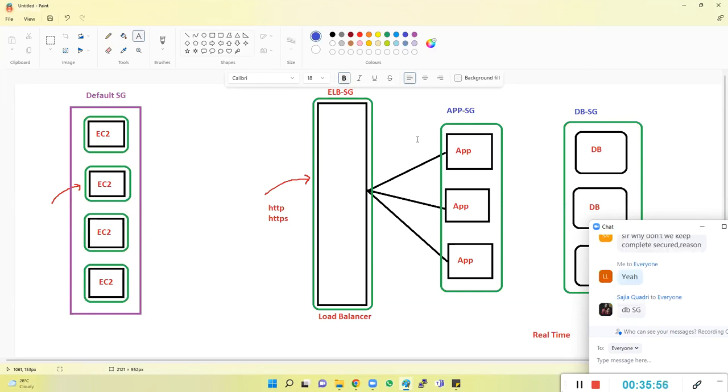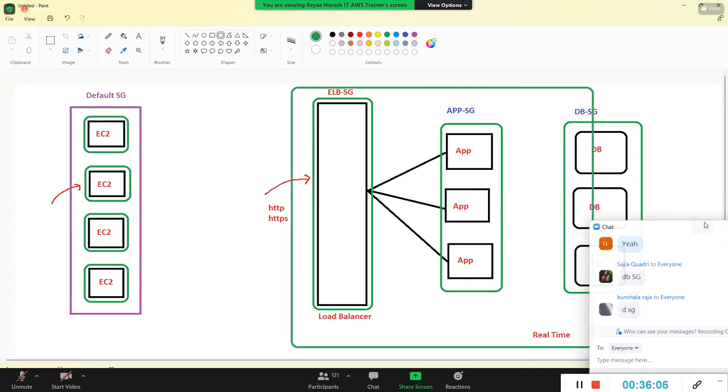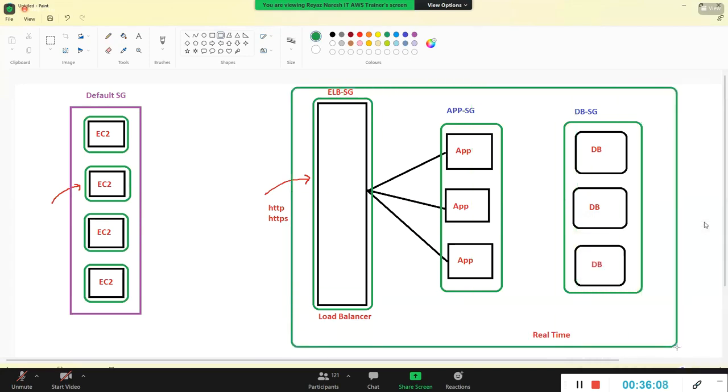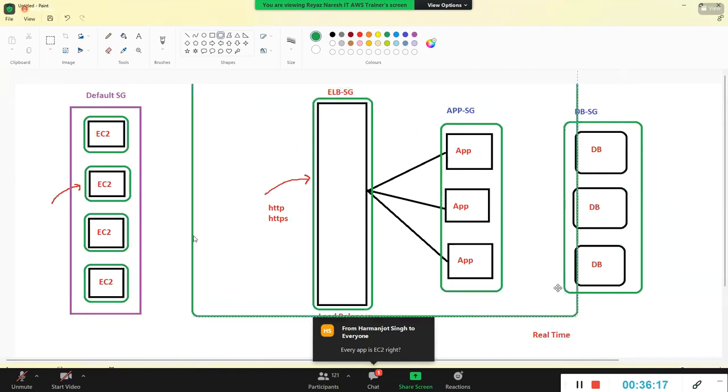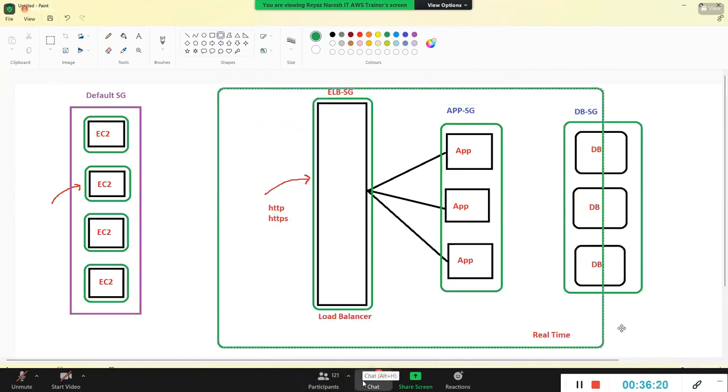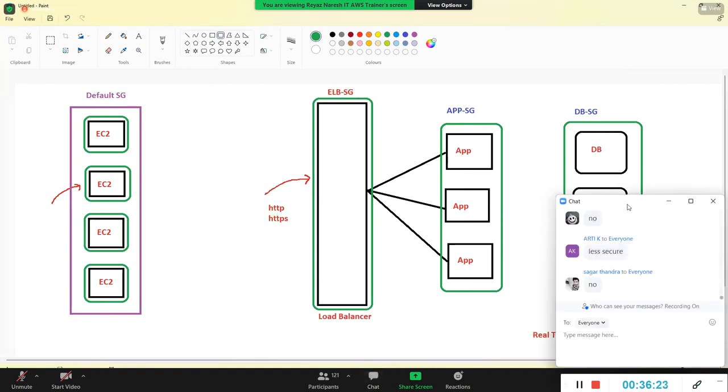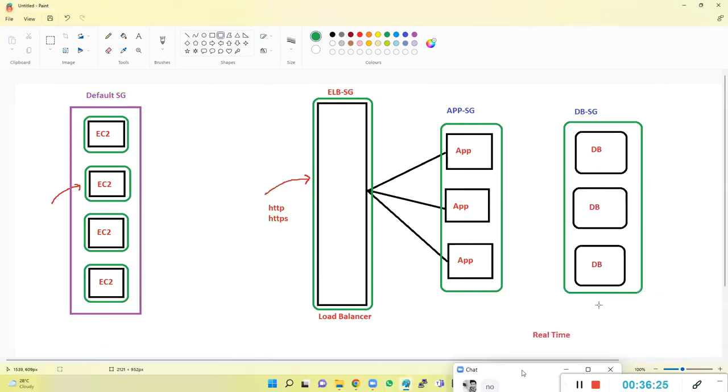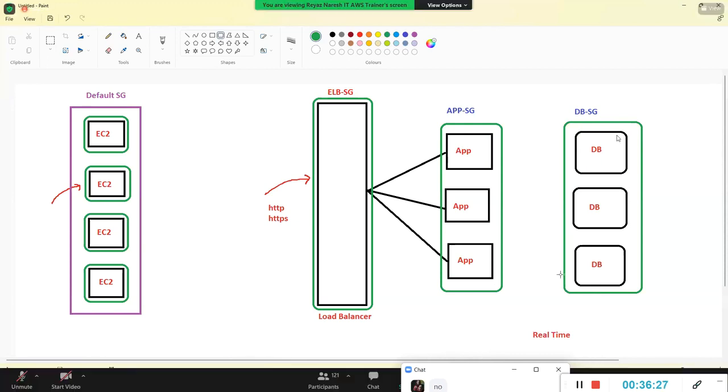There is a question: why don't we keep everything completely secured? That's what I'm doing. So guys, if you are using only one default security group for all these things, you will be doing the inbound rules for only this default security group. Is that good? All the rules will be in just one security group. Is it possible to separate them? That is really very bad actually. It's less secure also, right? So if you do it like this, people cannot cross.